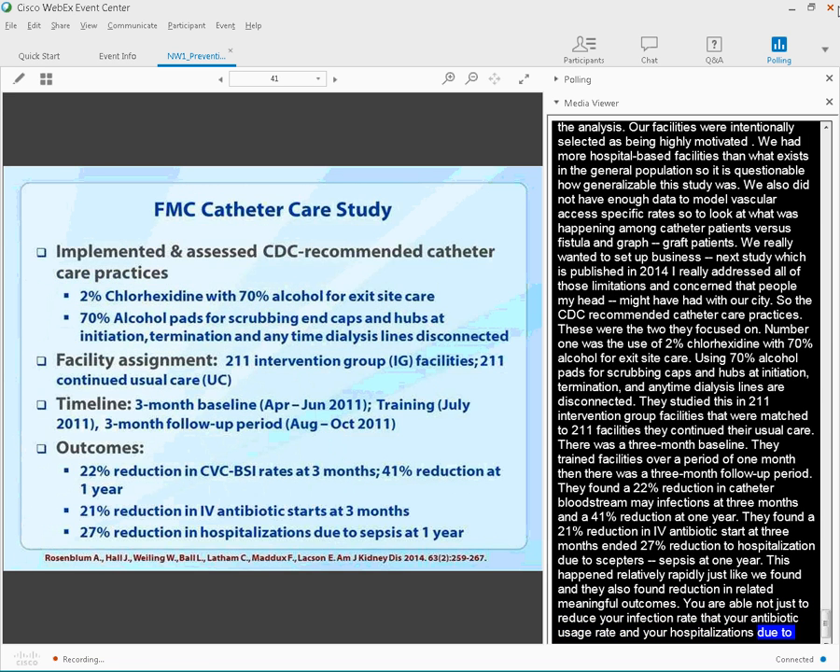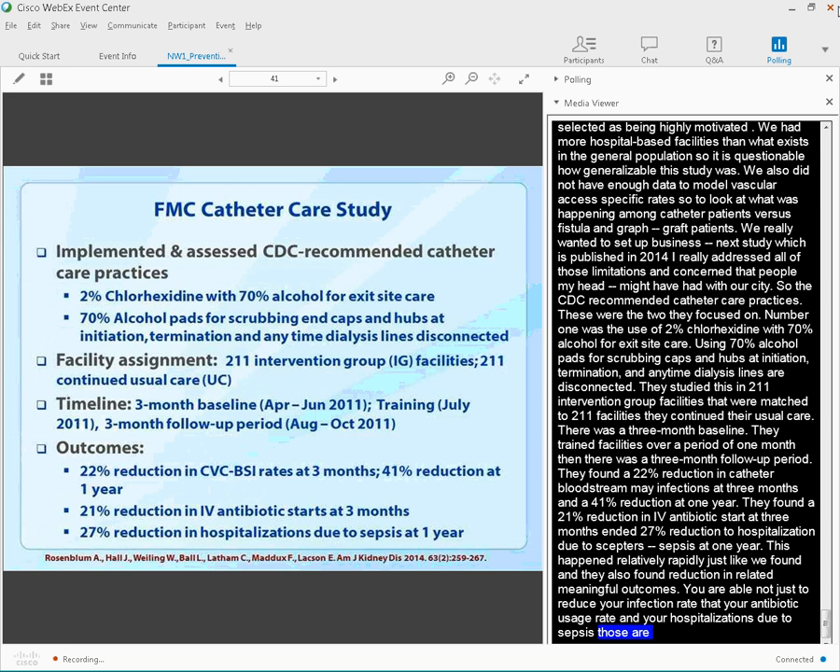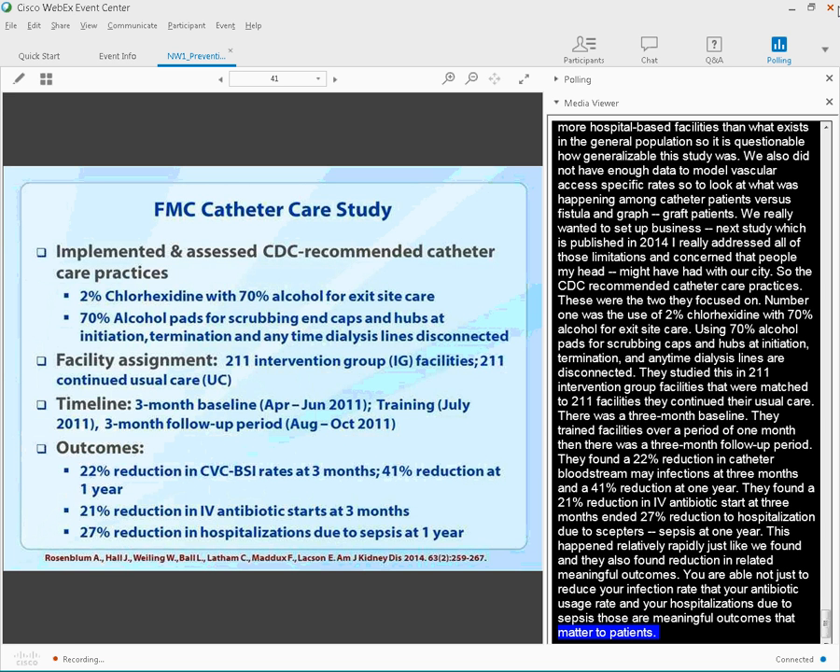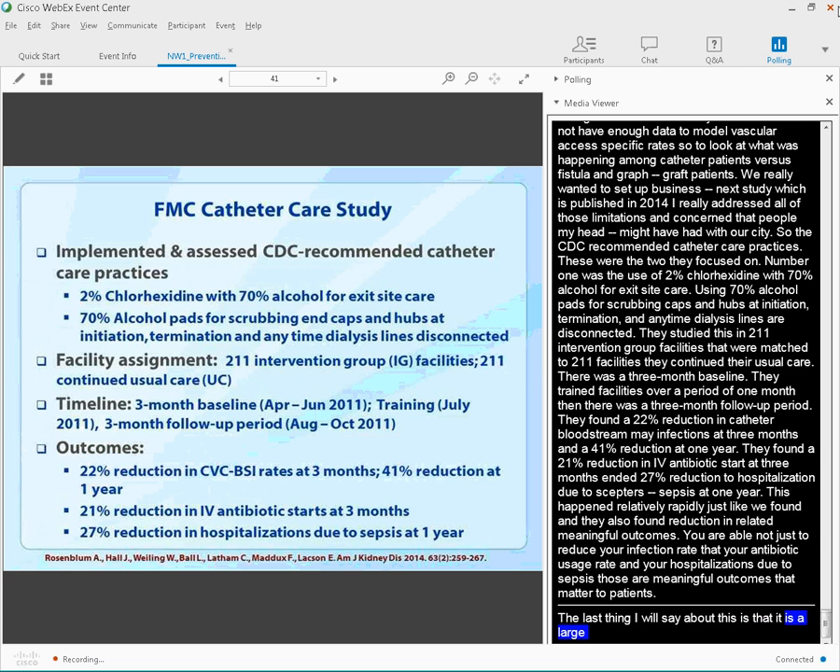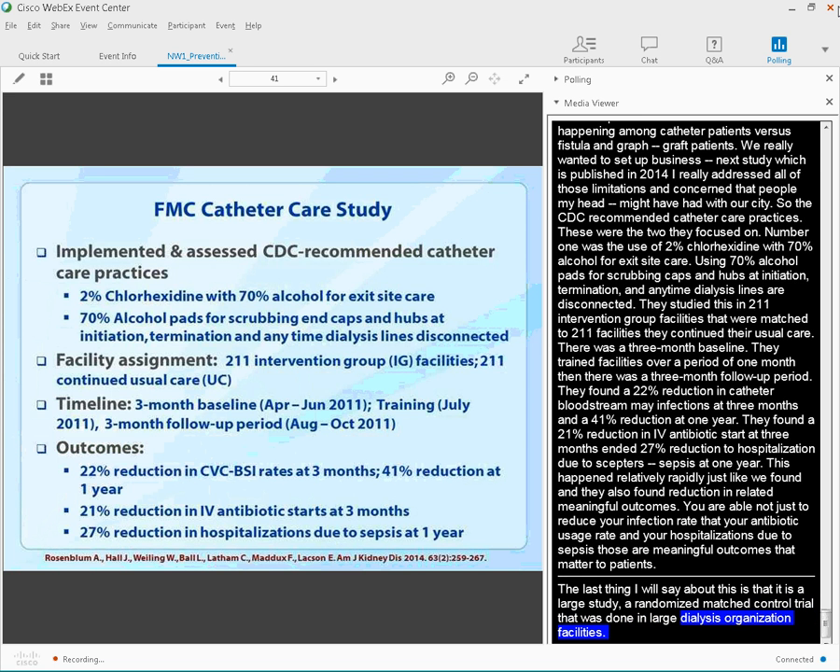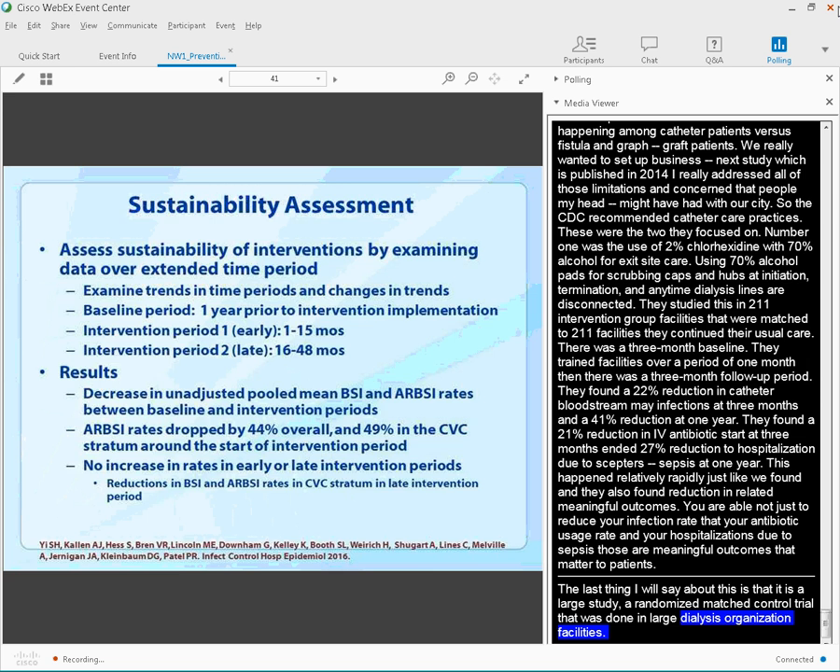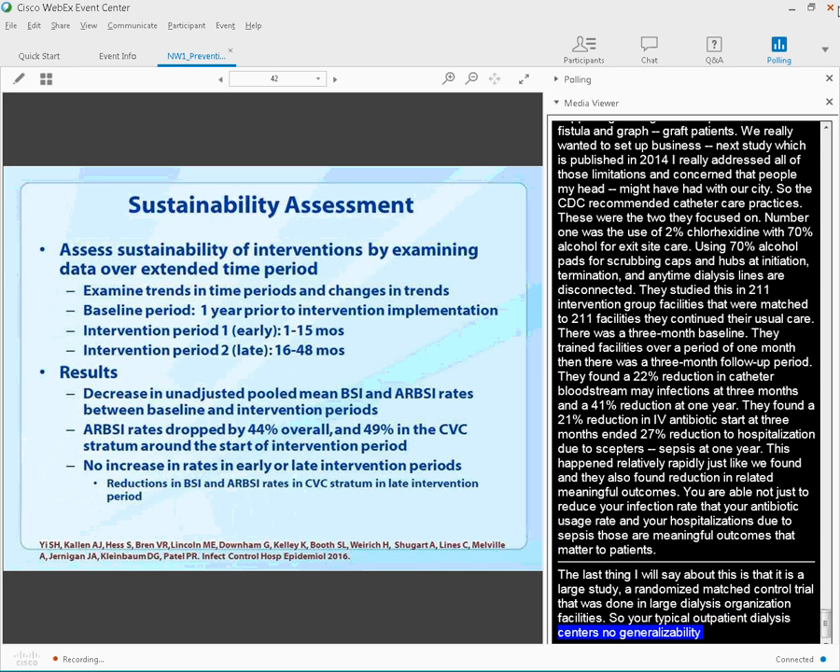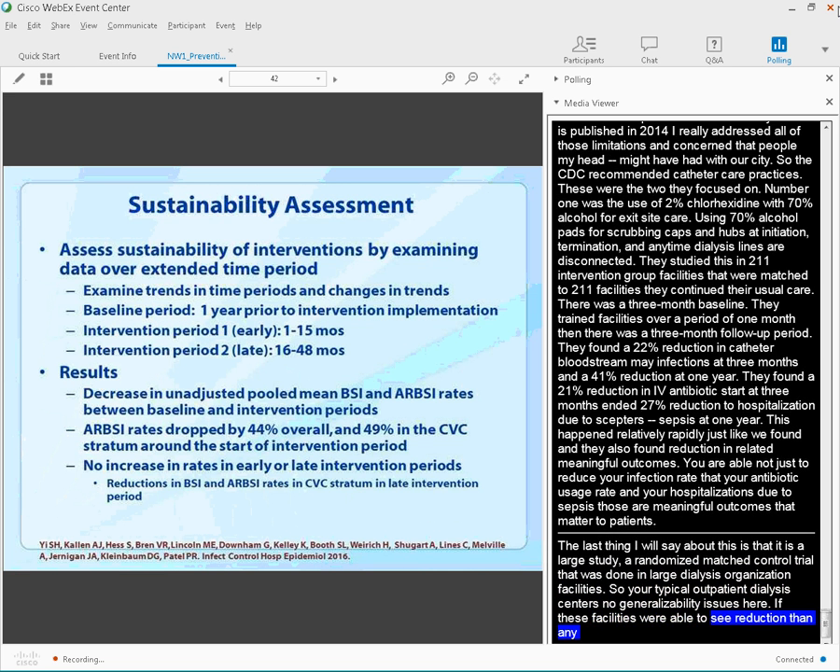So last thing I'll say about this is, again, this was a large, cluster randomized matched controlled trial that was done in large dialysis organization facilities, so your typical outpatient dialysis centers. No generalizability issues here. I think if these facilities were able to see a reduction, then any facility should be able to. So this slide shows results from a paper that we just recently published that was a follow-up to our initial collaborative study.